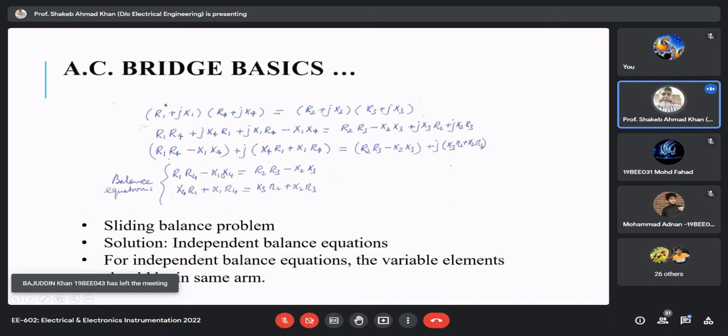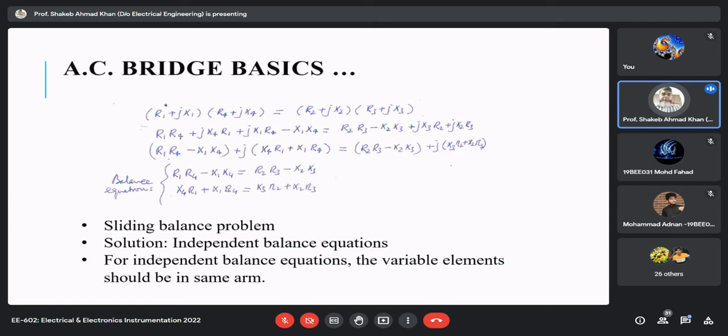Now you see, here we are getting two equations instead of one balance equation. We are getting two balance equations made up of the bridge arm components. And only when these two equations are satisfied simultaneously will your bridge be actually balanced.